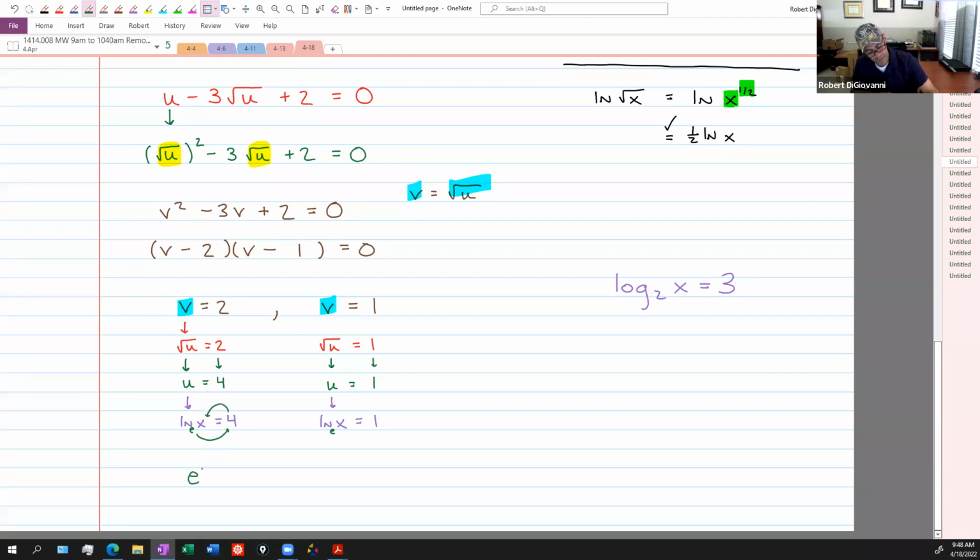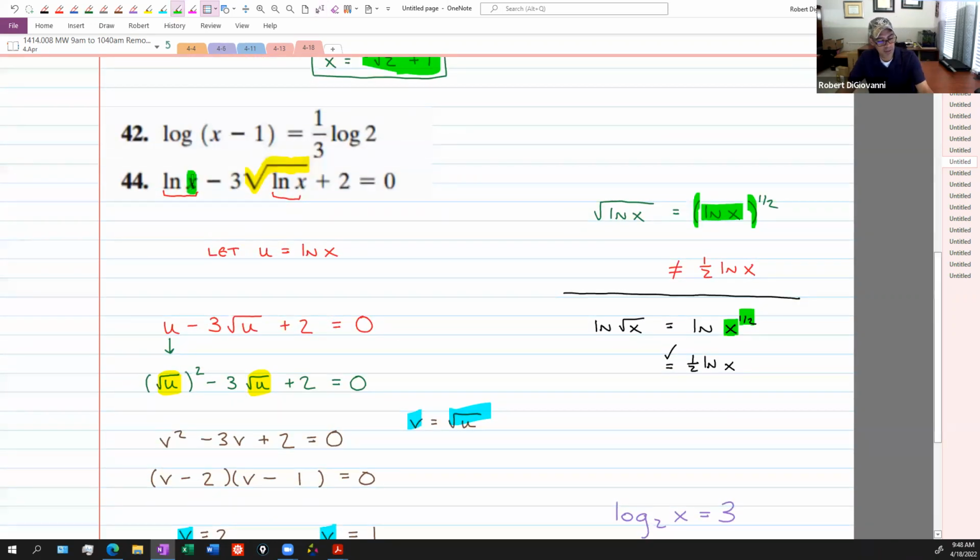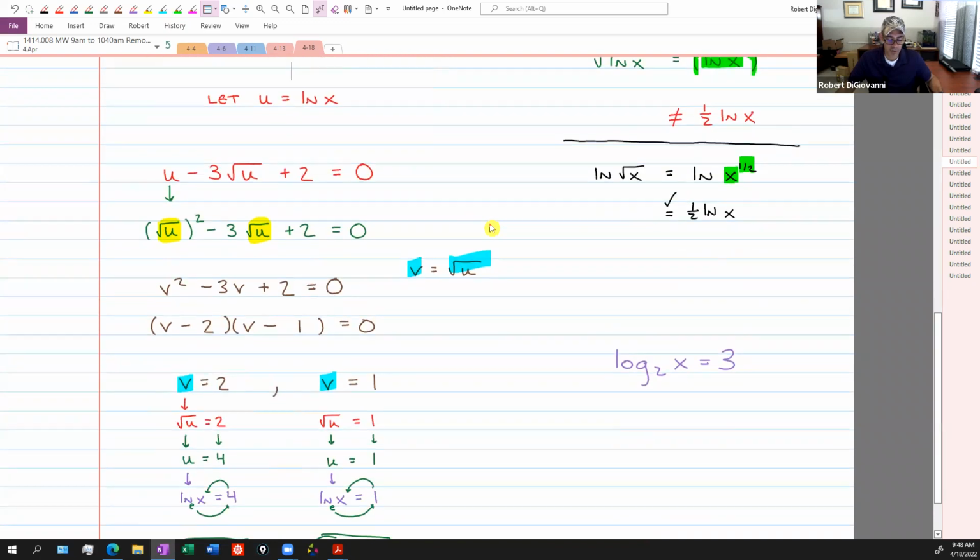And what would this one tell you? E to the 4th equals x, right? That's one answer. And this one, e to the first power equals x. These are my two potential solutions. E to the fourth and e to the first. Let's check them. If I plug in to this right there for x, e to the fourth or e to the one, those are both positive numbers. Same here. So they should both work.